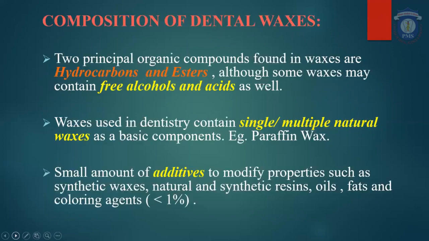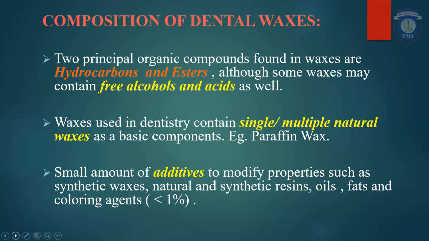Now coming to the composition of dental wax. The two principal organic compounds found in wax are straight chain hydrocarbons and esters, although some waxes may also contain some free alcohols and acids. The waxes used in dentistry all have a basic component or foundation composed of natural waxes, to which we can add some minor additives. The major component will be a natural wax, either a single natural wax or a combination of natural waxes, to which some additives will be added.